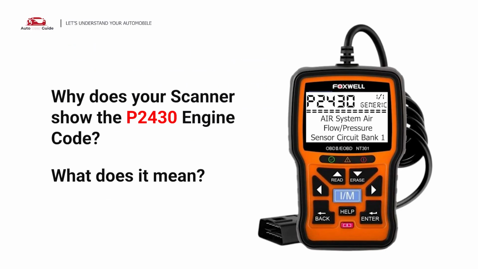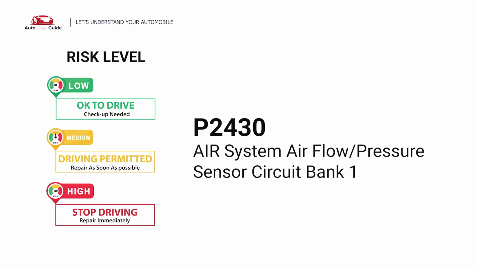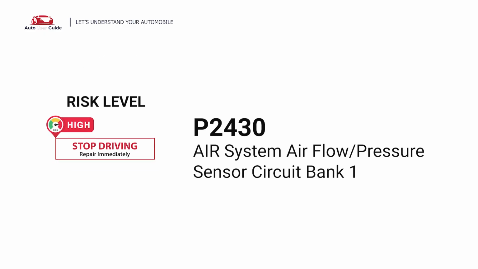Why does your scanner show the P2430 engine code? What does it mean? P2430 is a diagnostic trouble code for air system airflow or pressure sensor circuit bank 1.